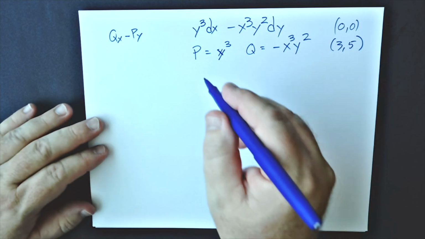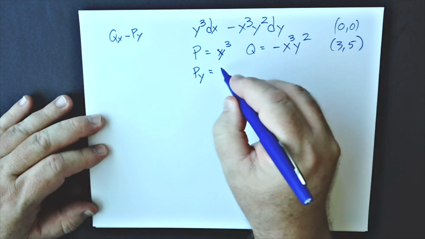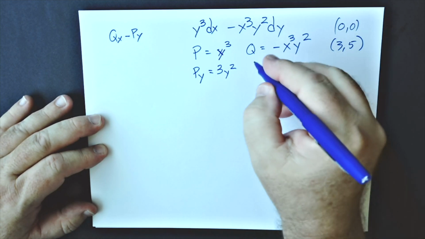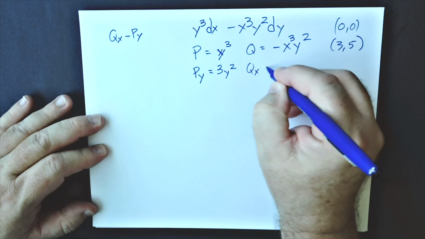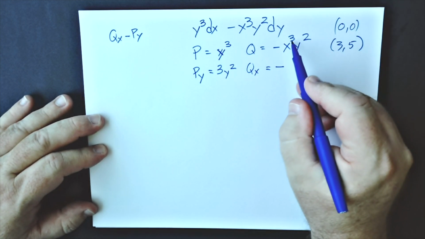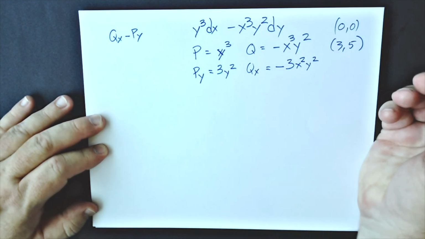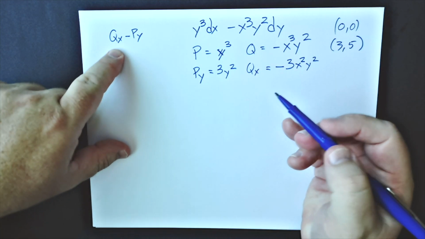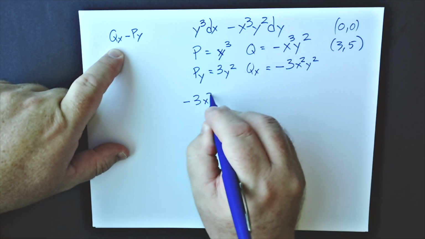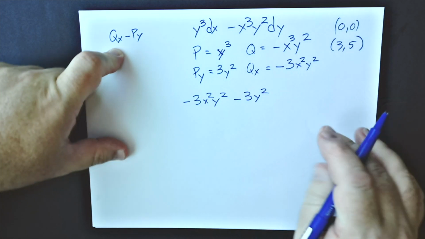What we need to do is find my Py. This is y cubed, so that would be 3y squared. And then I need my Q with respect to x. So I'm going to take the derivative. Well, the negative comes down for sure, right? So this is a negative 3x squared y squared. All right. So then I'm going to plug that in here to my Qx minus Py. So I'm going to get negative 3x squared y squared minus 3y squared.